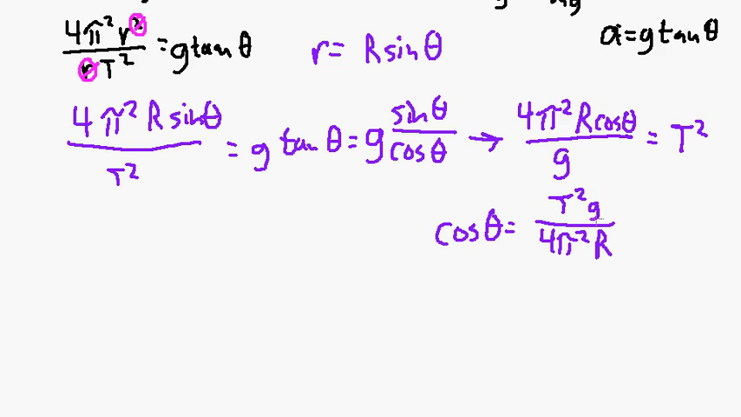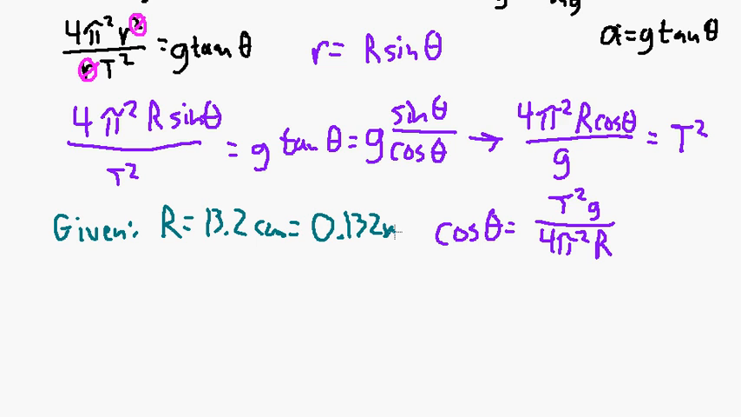Now, here's the thing. When I give you the numbers, I'll draw these over here. Given was big R equals 13.2 centimeters, equals 0.132 meters. And then T, I said, was 1.0 seconds, and then of course g we're going to say is 10 meters per second squared.